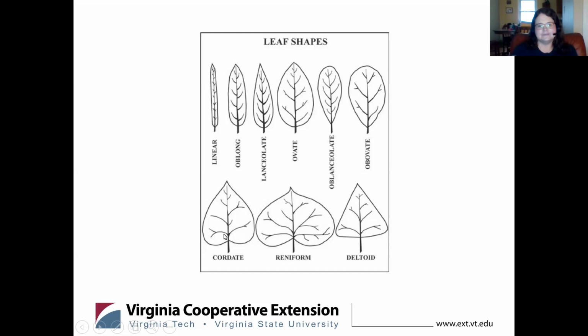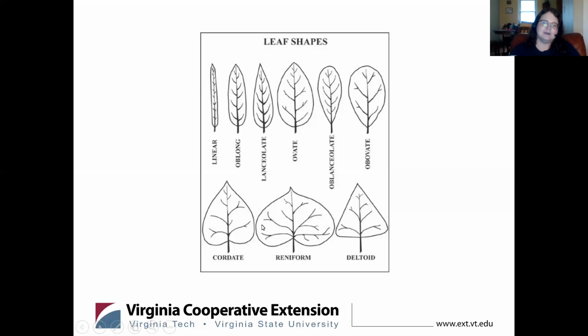Cordate, very interesting leaf shape. More of kind of like a heart shape. Yeah, heart shaped would be a very good takeaway for this. And then reniform is fat heart shaped. I know these are not the exact definition terms, but I like describing it how I can understand it. So hopefully this is working for y'all. And then deltoid looks like a pyramid, basically.